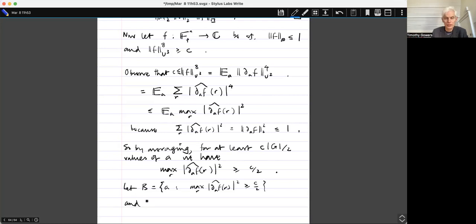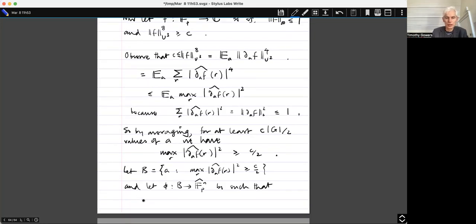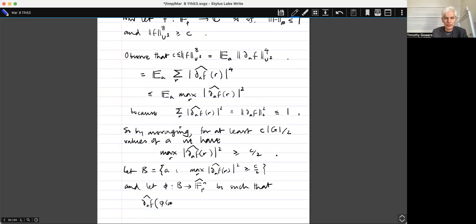And let phi from B to F_p^n hat — I'll put a hat on just to emphasize that I'm thinking of it as the dual group — be such that I'm going to choose some function such that |Δ_A f hat(phi(A))|^2 is greater than or equal to c over 2 for all A belonging to B. So why can I do that?